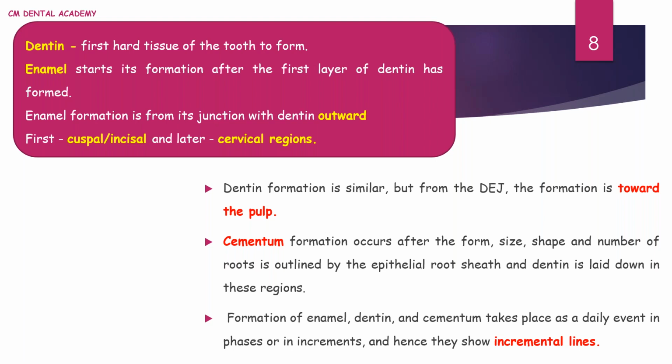The formation of enamel, dentine, and cementum takes place in phases or in increments. This means there is a daily deposition of some increment whenever there is formation of enamel, dentine, or any hard tissue. There will be a gap between these two increments because there will be a rest after the deposition of the increment. And this gap leads to the formation of the incremental lines. Incremental lines are seen in almost all the hard tissues.